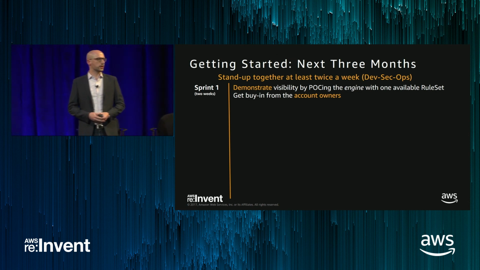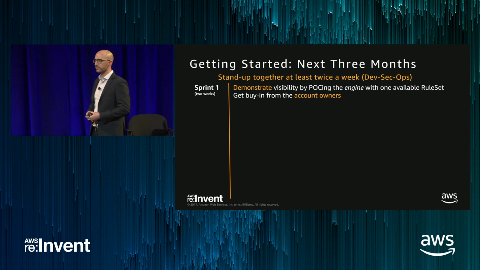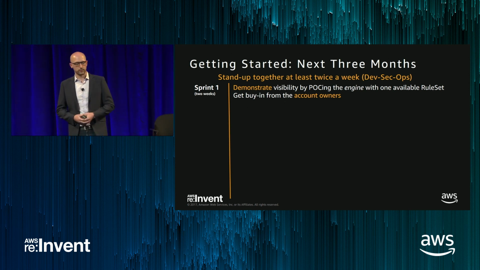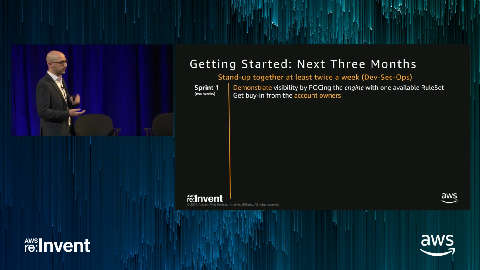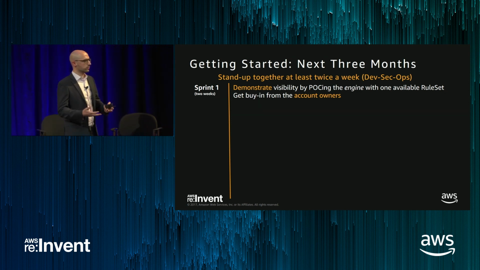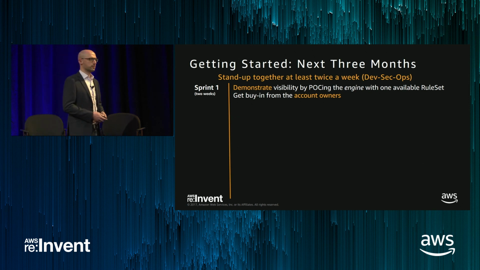First, let's take an agile approach. Let's do sprints of 2 weeks with a set of developers, 2 or 3 is enough, a set of operations people, and at least one security person. And first, do a POC of this actual engine. See if it works for you, because it's given to you out of the box.